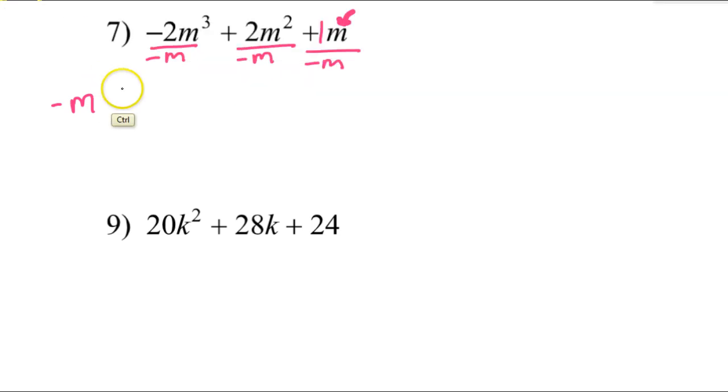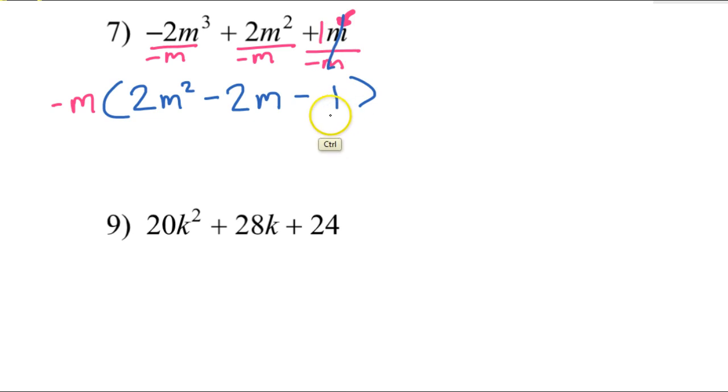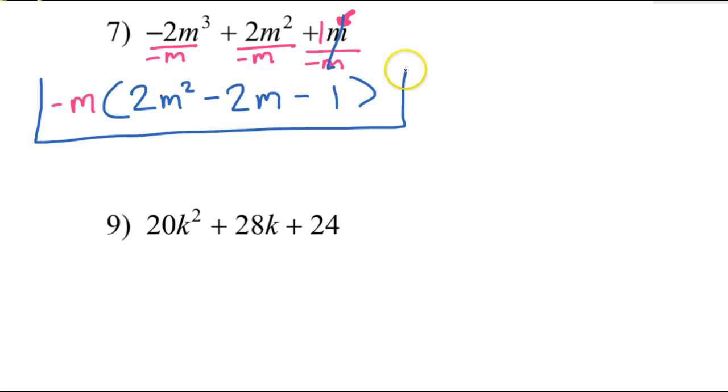Okay, so now what goes on the inside? Well, a negative divided by a negative is a positive. So this will be a positive 2, and this will be m to the second power, all right, 3 minus 1. And this will be negative 2m, okay, and then this will be negative 1. The m's cancel out, but we still have the 1. And that's it. This should be the final answer for number 7.